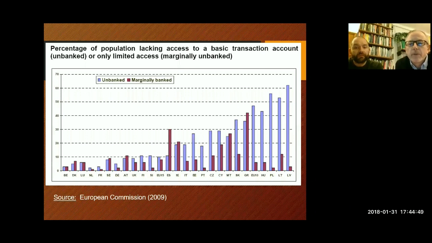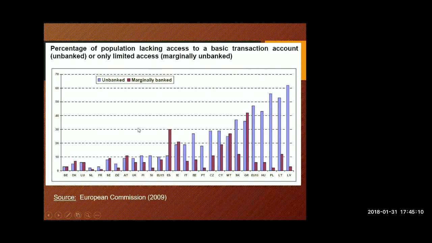This is from nearly 10 years ago now, and you can see it varies quite strongly between those that are banked or those that are marginally banked. They have some access or unlimited access, and you can see that in some cases it goes up to quite a significant proportion of the population in different places. And again, this becomes identified as a policy object.